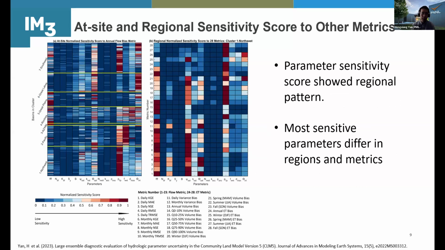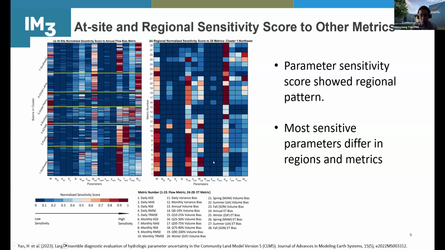And here I show the at-site and regional sensitivity scores to other metrics. The left picture shows the sensitivity score to the annual flow metrics. Now you can see the surface parameter is not that important in most regions. The more red color shows a higher sensitivity score. So the canopy interception parameter is more important in the northeast and southeast, where maybe there is more deciduous forest, and the canopy parameter is also more important in the Pacific Northwest. So it totally changes if your metric changes.